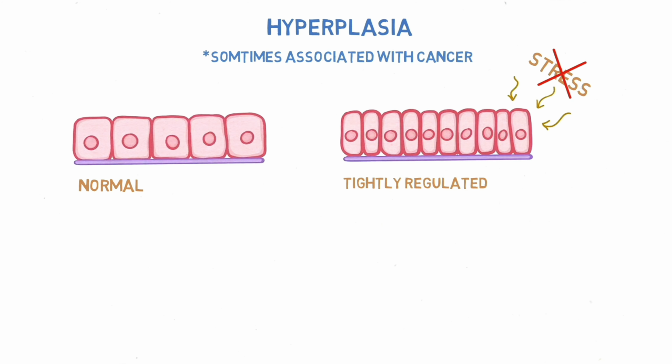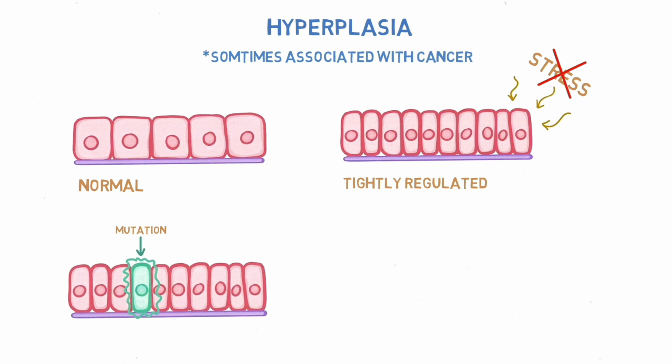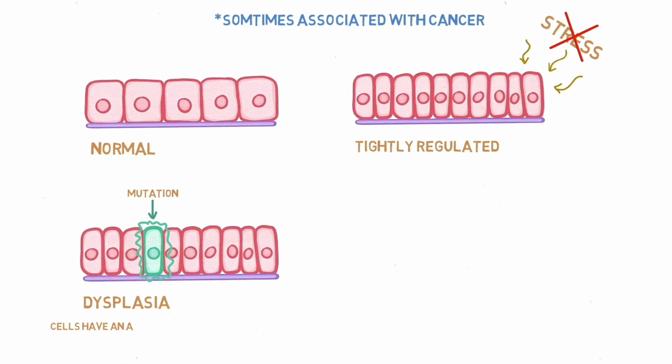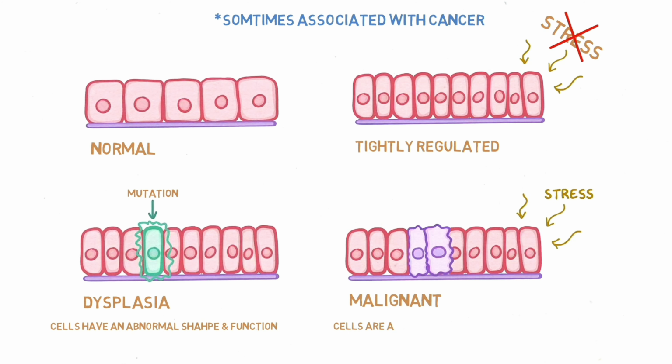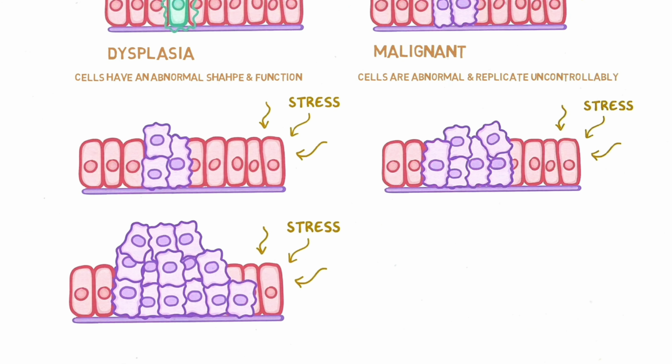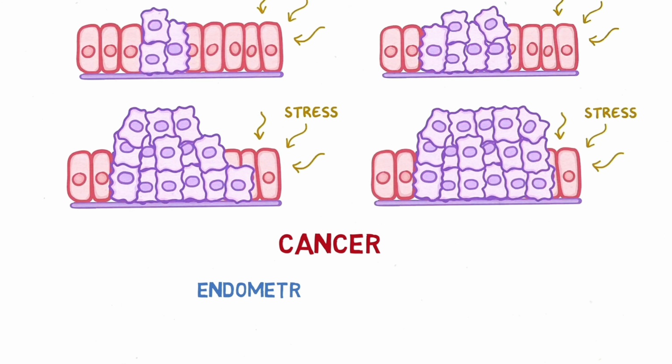Now the thing is that as cells divide in hyperplasia, some can mutate, and that's how hyperplasia can slip into dysplasia and eventually into malignancy. While cells from hyperplasia are normal and healthy, cells from dysplasia can have an abnormal shape and function, and malignant cells might not only be abnormal but also replicate uncontrollably and cause cancer. An individual with endometrial hyperplasia that's left untreated can develop endometrial cancer.